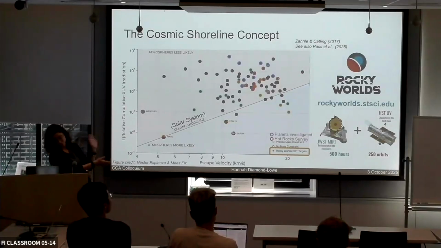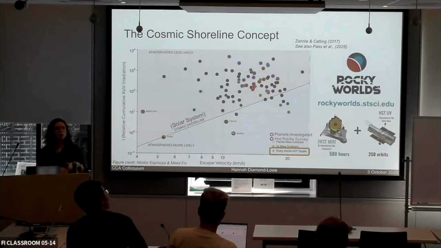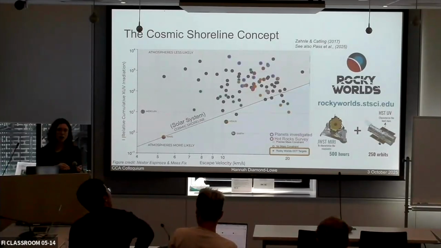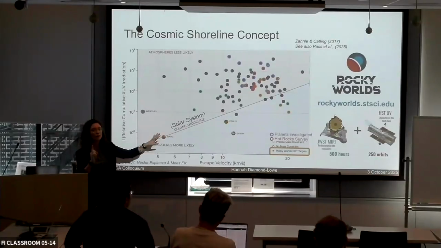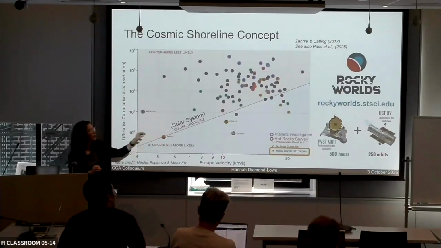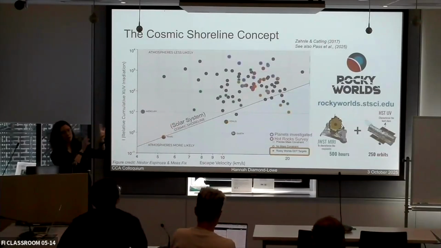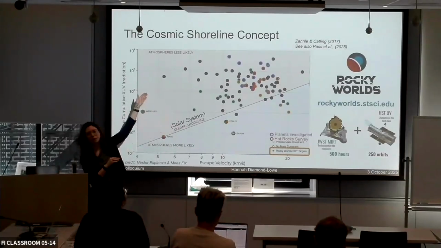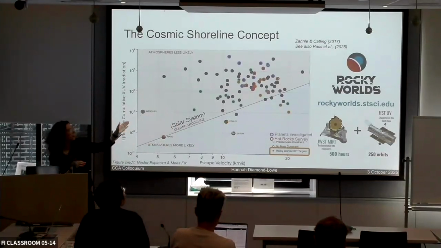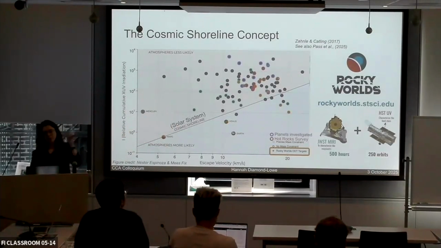We have a really great website. Please check it out. This is discretionary time from the director of Space Telescope, who has awarded 500 hours of JWST time and 250 HST orbits to go after this question in a more, not completely, but more statistical way. You can see that by these yellow points on the figure. They're not just clustered around the easiest ones to detect, which are in that top right. They actually cut perpendicularly along this cosmic shoreline. The HST time is to characterize the host stars in the UV. I'll talk about that a little bit more.